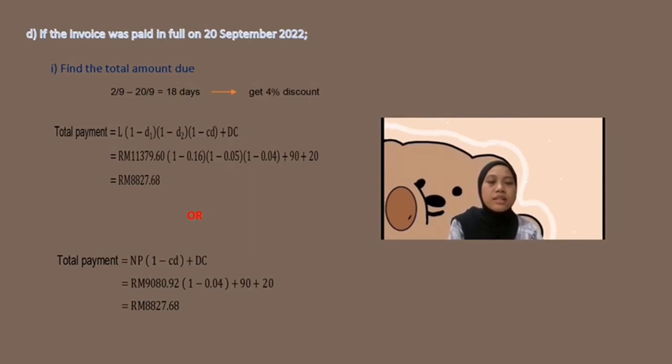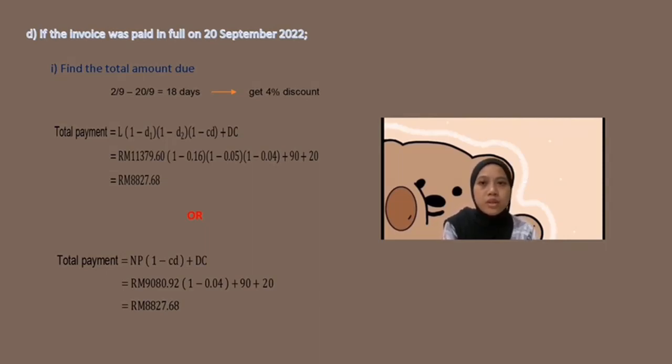11,379 and 60 cents in bracket 1 minus 0.16 close the bracket, open the bracket 1 minus 0.05 close the bracket, open the bracket 1 minus 0.04 close the bracket plus 90 plus 20, and the answer is RM 80,870 and 68 cents.